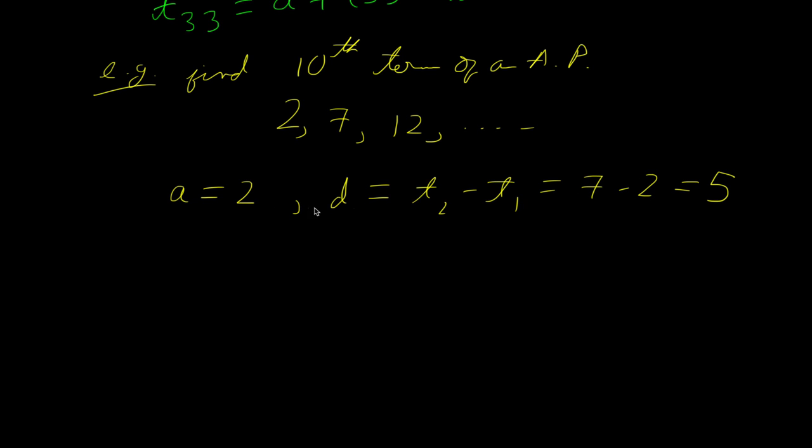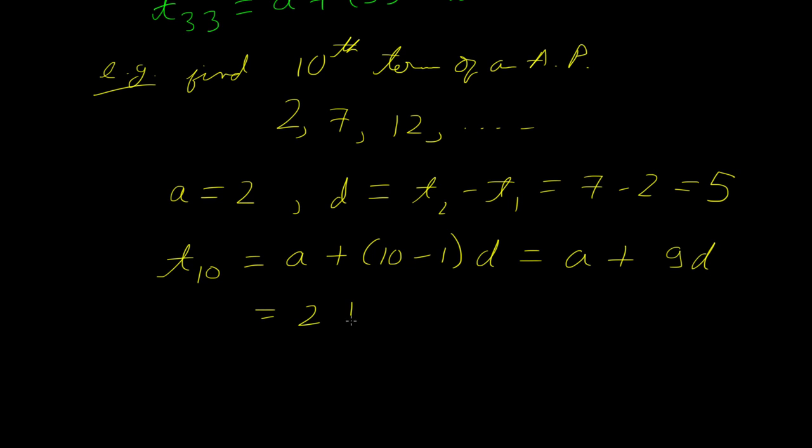So we have a, we have d. Now we need to find the 10th term. So the 10th term will be a plus (10 minus 1) times d, which is equal to a plus 9d. Therefore we have 2 plus 9 times 5, which is 45, so 47. Therefore the 10th term in this AP will be 47. We will have a look at more examples in the coming lectures.